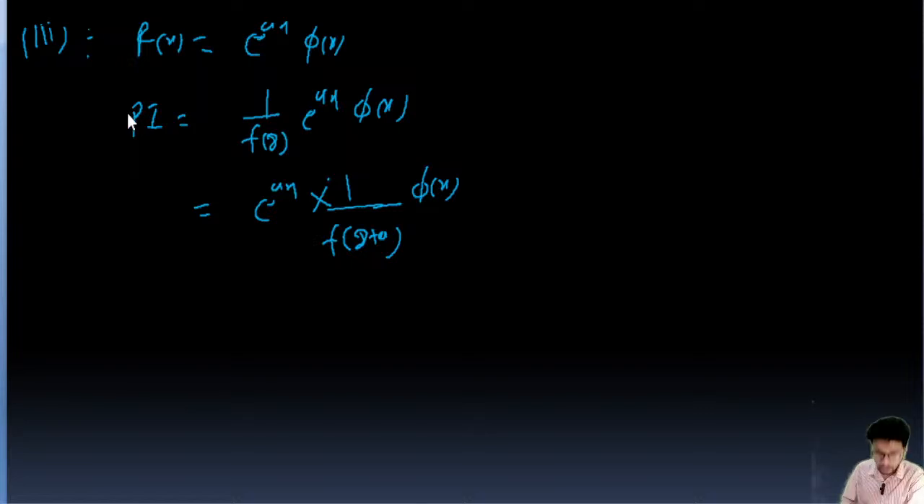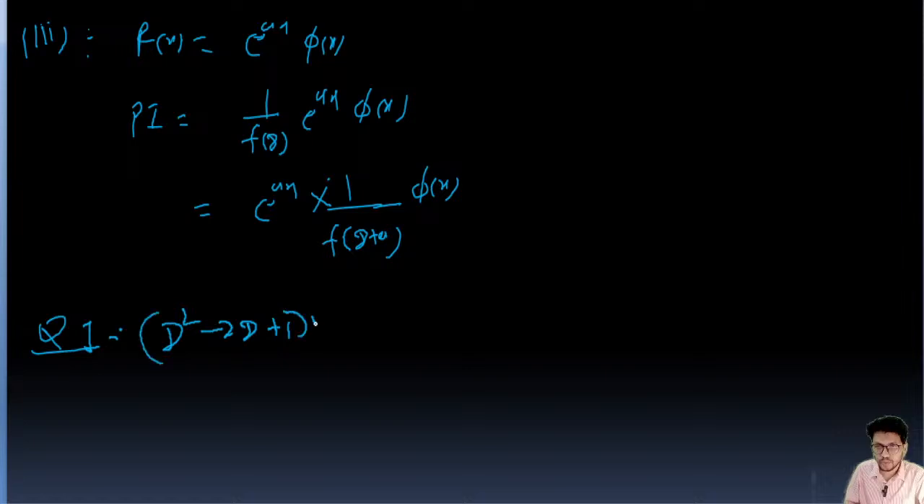I hope guys I'm audible. Now I will solve questions, so that it will clear your doubts. Question number one is (D square minus 2D plus 1) y equal to x square e to the power 3x. This is in the form we just discussed. So how do we solve it?